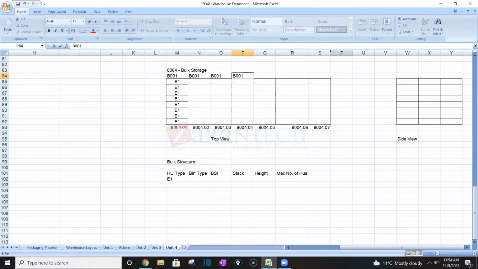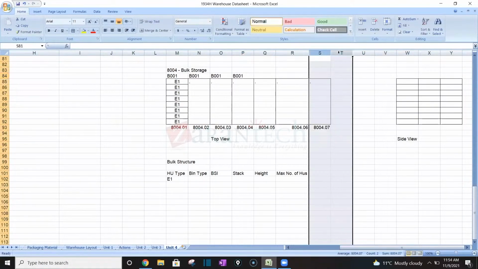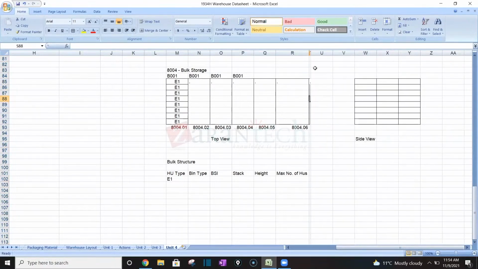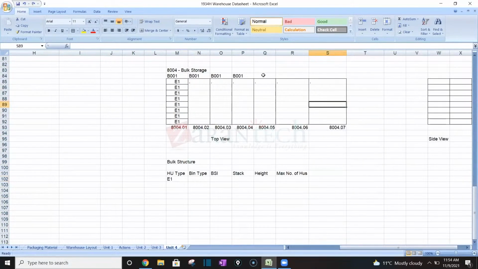Let's say bins 8006 and 7 are slightly wider ones. They're double the size. Let's say we give them type B002 because their width is slightly more. Sometimes you may see a change because of pillars or some markings. Here, because of pillars, we decided to have this size, but there are no pillars here, so we can have a wider bin.